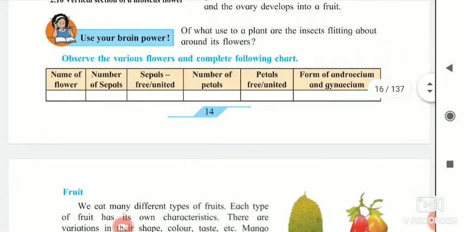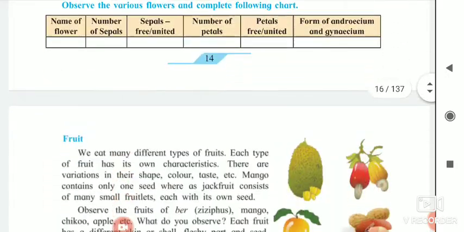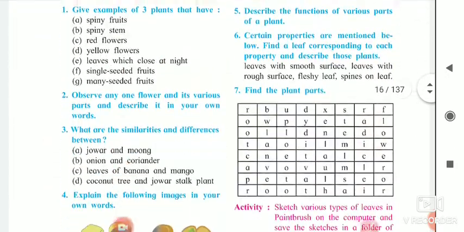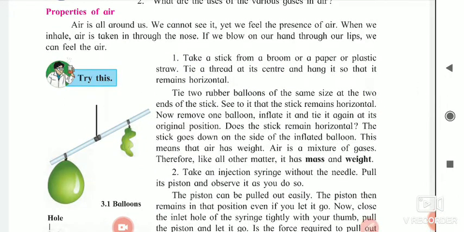Okay, after that, all these things you have to write: calyx, corolla, androecium, gynoecium. You have to write these in the observation, draw the figure, and then do the following. And then this balloons experiment, you can also do easily at home.